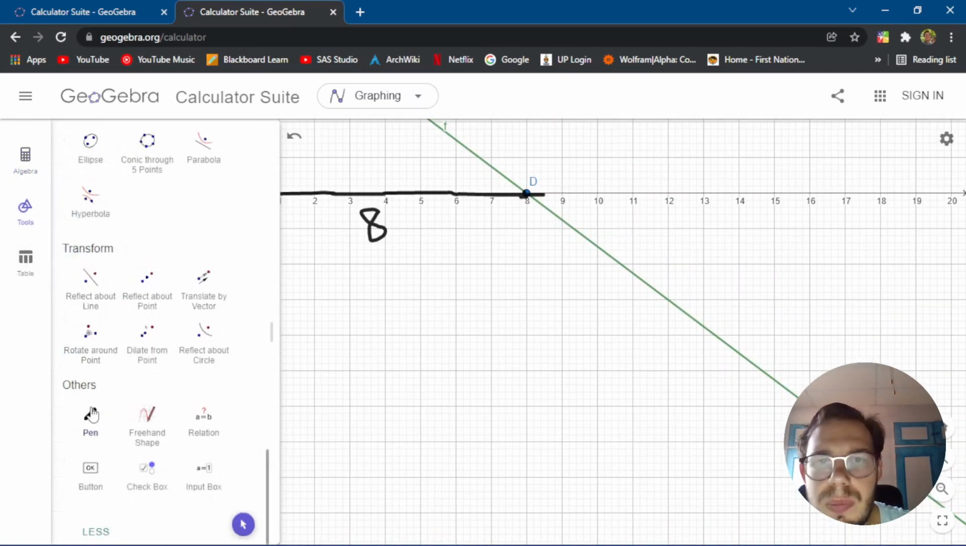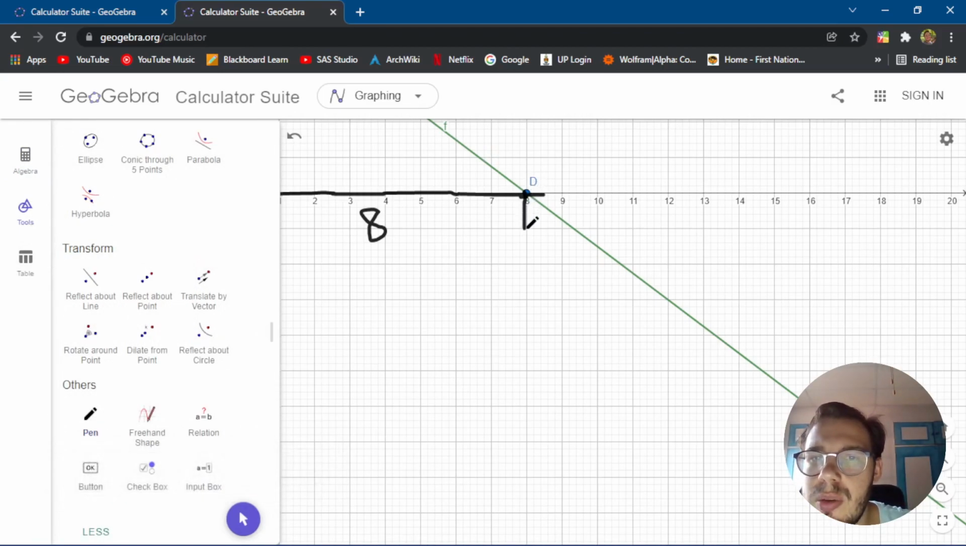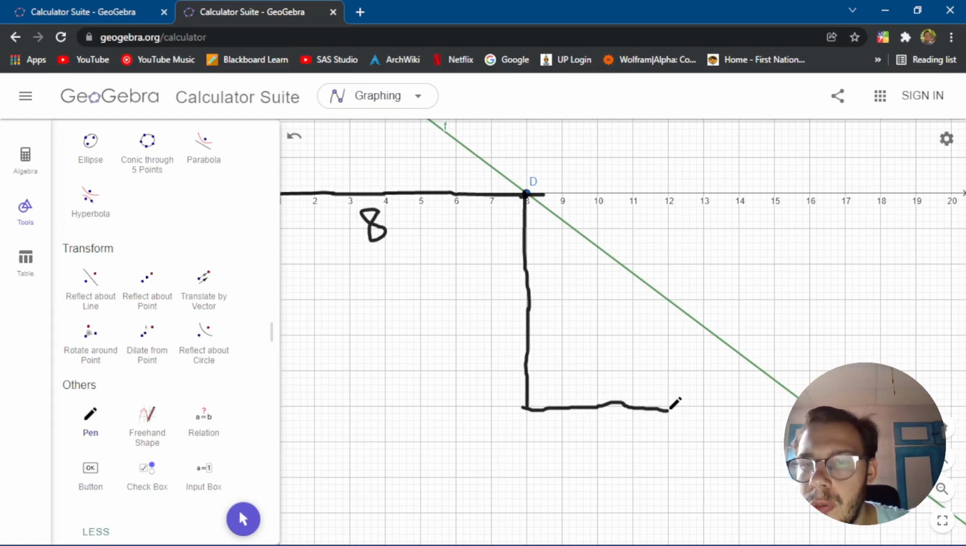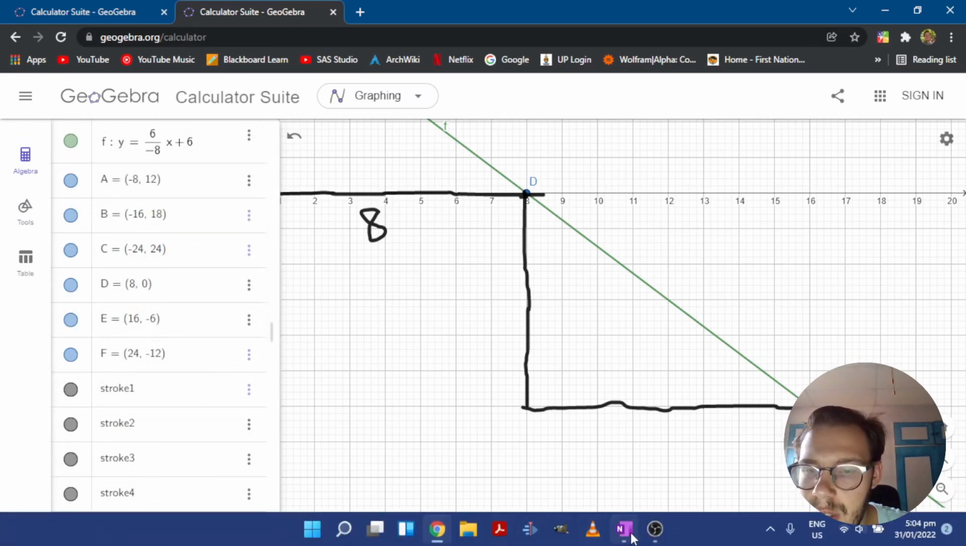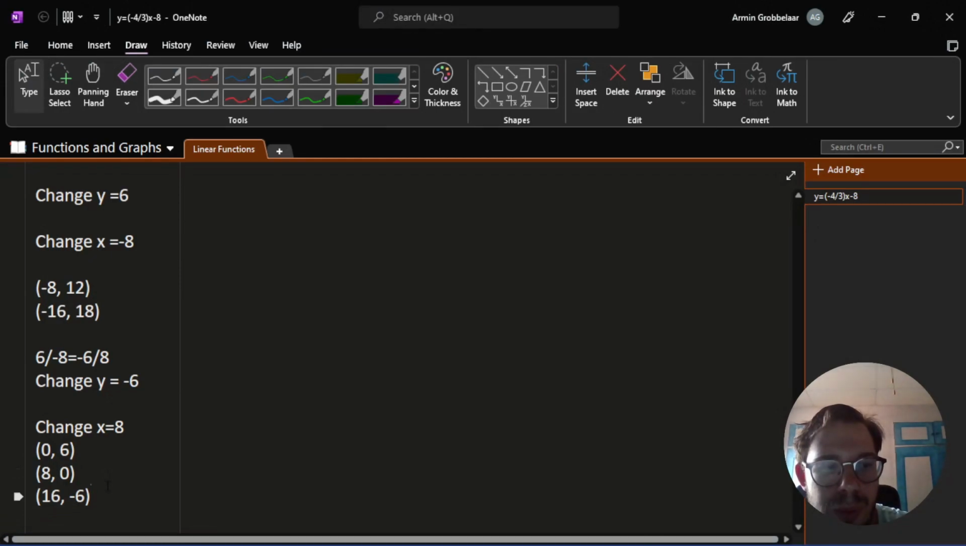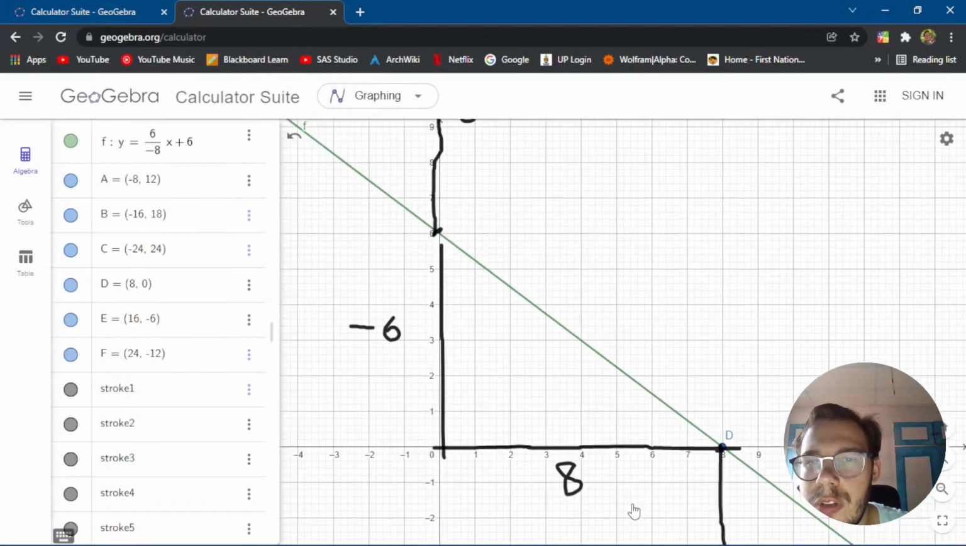Now for our final point, you can see the change in y is negative 6, so we go down 6, 1, 2, 3, 4, 5, 6, and the change in x is positive 8, so we go to the right 8, 1, 2, 3, 4, 5, 6, 7, 8, and there is E. So you can see E is (16, -6). So you can see here, that's the point that we worked out, (16, -6). And here our graph is drawn.